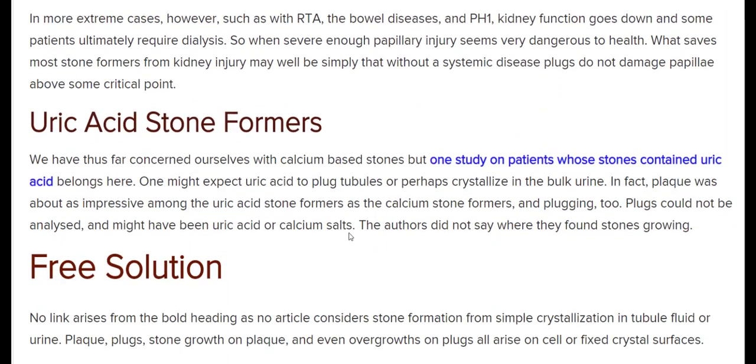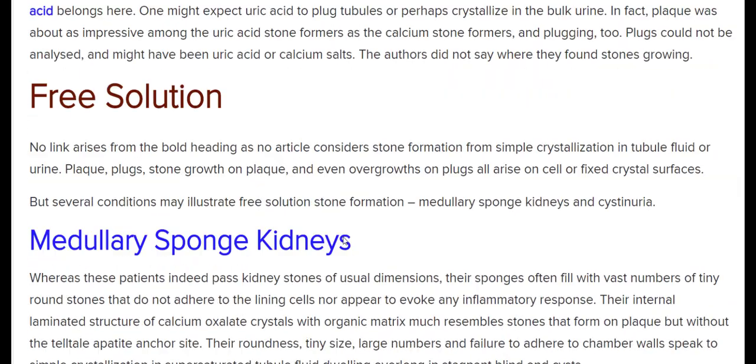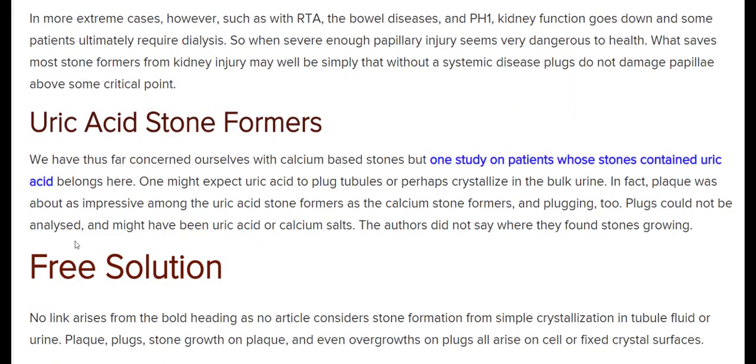Now, what I haven't mentioned before is, first of all, who gets plugging. Plugging is a characteristic of everybody with systemic disease and kidney stones. Certainly almost all, or perhaps all. It is also commonplace in uric acid stone formers, in cysteinurics, and so on. And I'm going to go through a little bit of that for you. Uric acid stone formers have plugs.